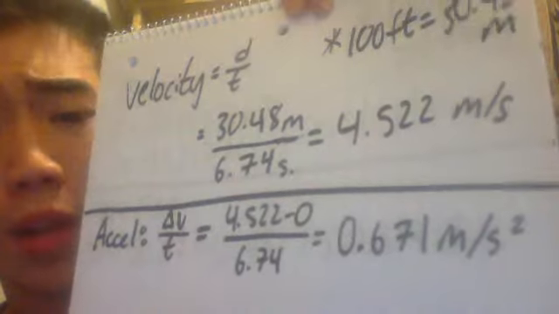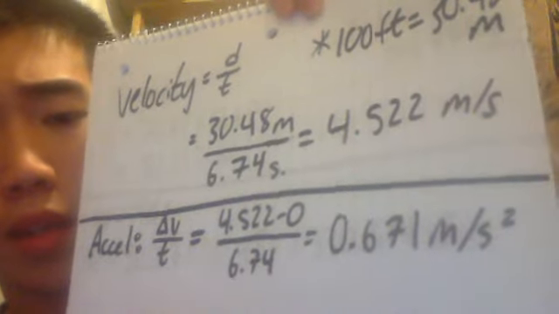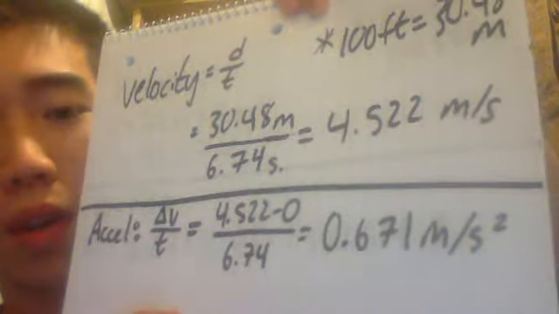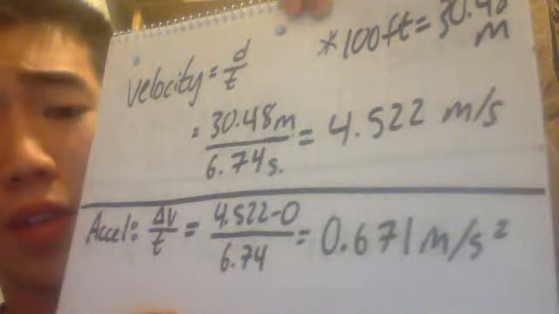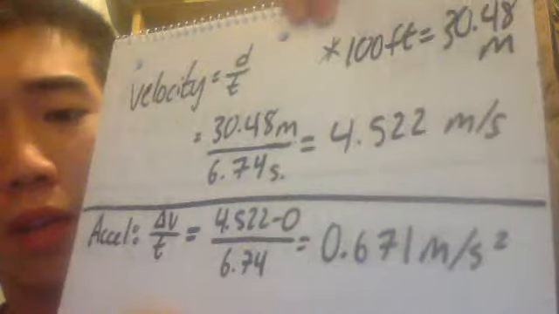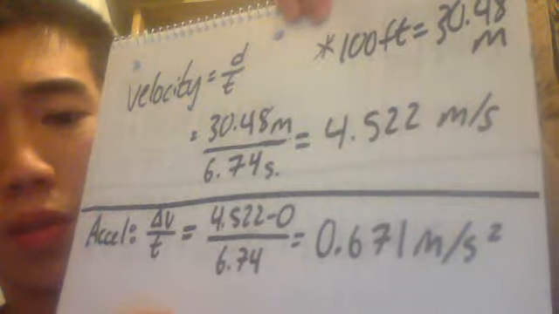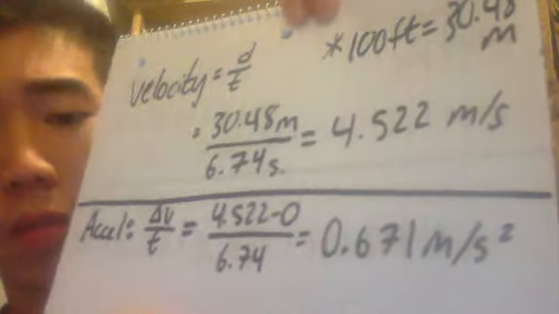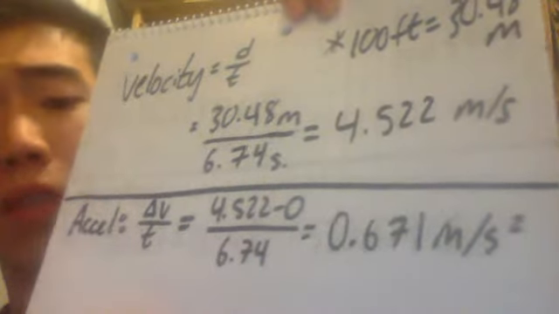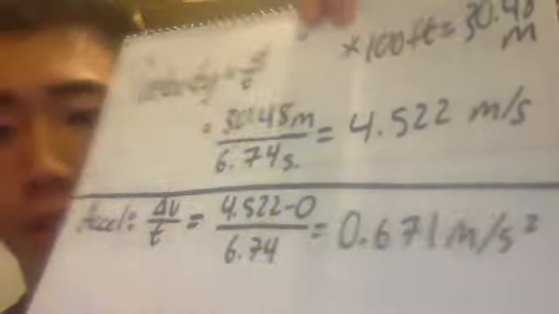Next, we found acceleration, where we plugged in our previously found velocity. So it's change of velocity over time. Our final velocity was 4.522 minus our initial velocity, which was 0, over our time 6.74, which equals 0.671 meters per second squared for our acceleration.